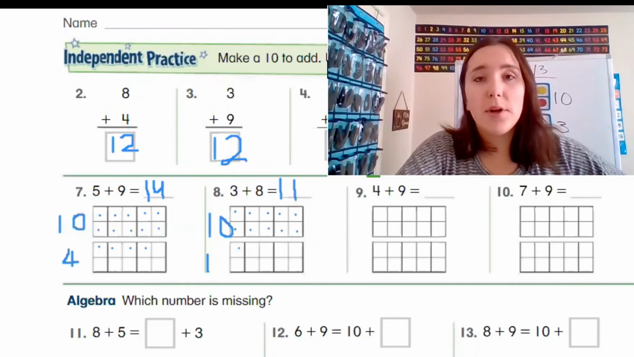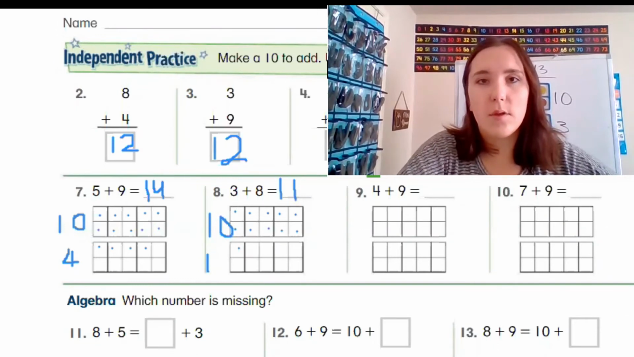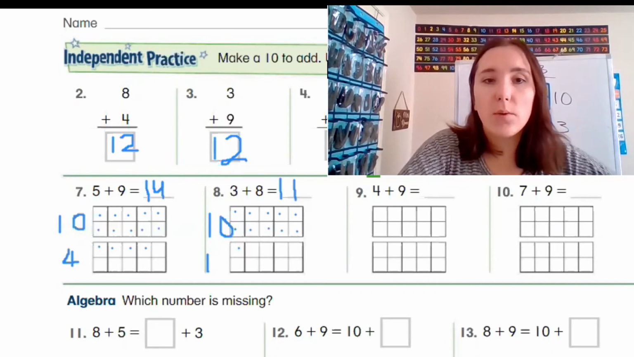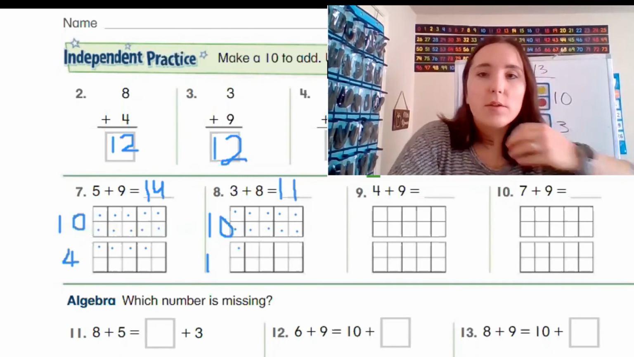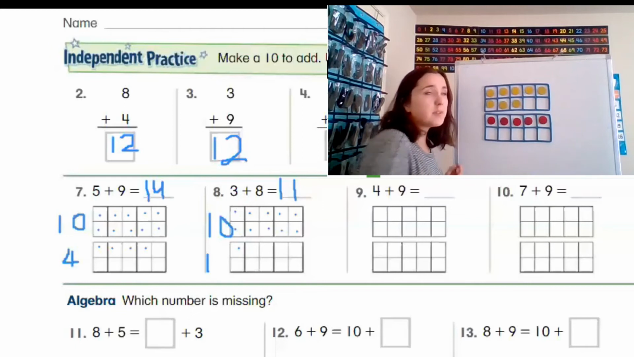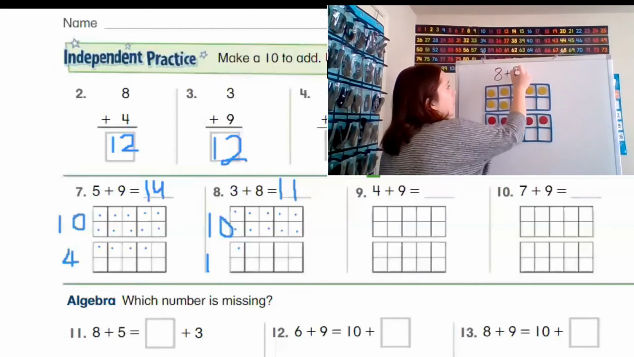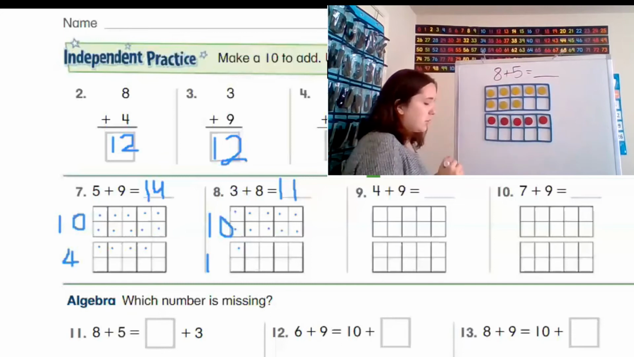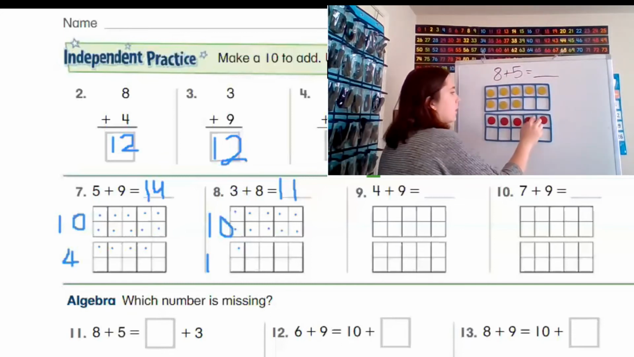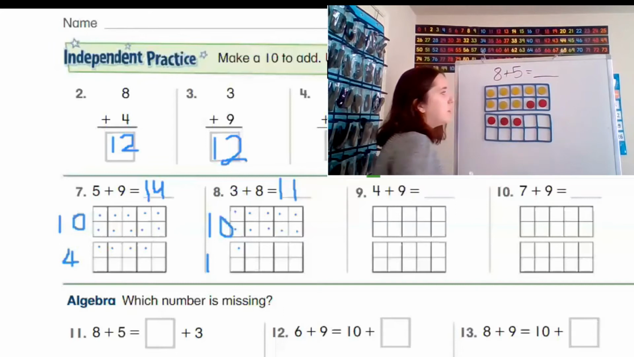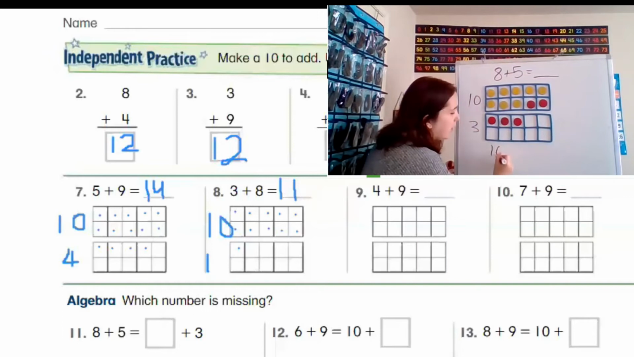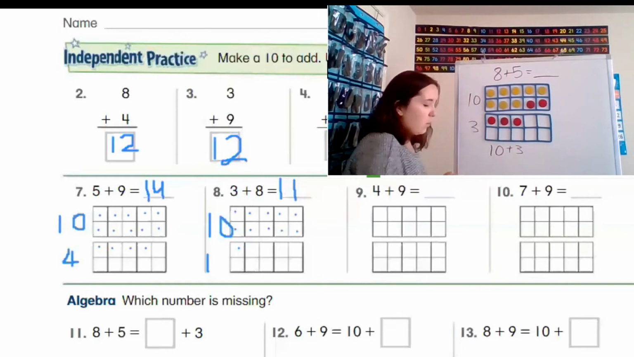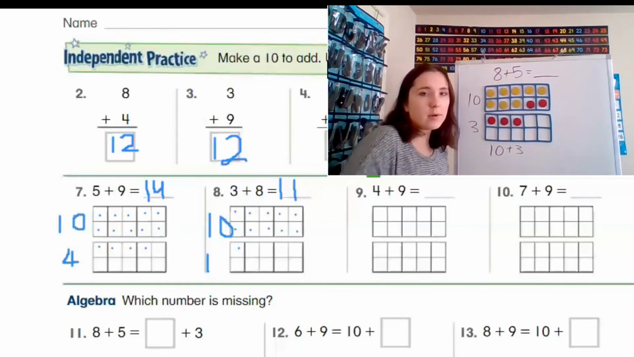Okay, let's look at number 11. It says which number is missing. Okay, so the original problem is 8 plus 5. So if I use my 10 frames, my problem is 8 plus 5. Okay, so now let's fill in this top 10 frame. 1, 2. So now I have 10 plus 3, right? So 10 plus 3. Well, let's look at our problem that we have on the paper, friends. Let's look at number 11.